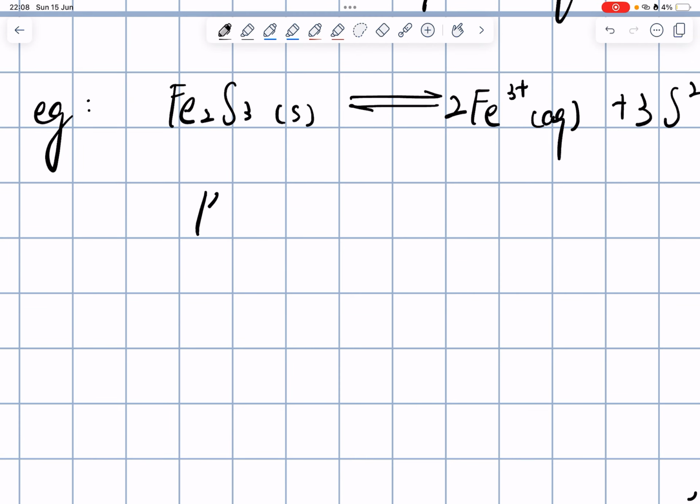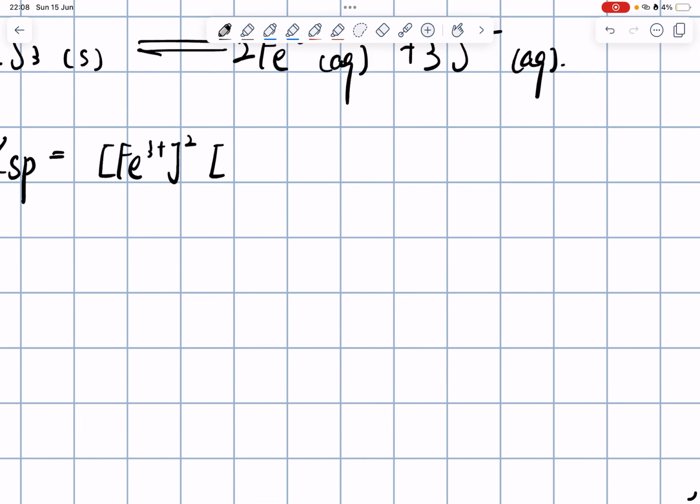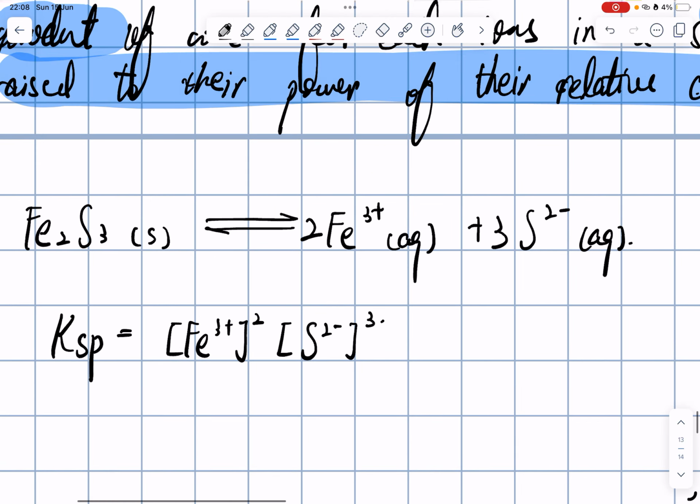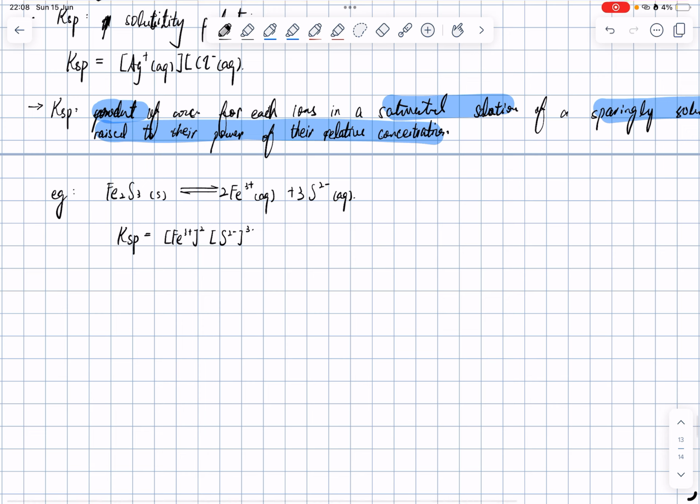So Ksp for this should be the concentration of Fe3+ squared and the concentration of S2- to the power of 3. They are raised to the power of their relative concentrations. That makes sense? That makes sense.